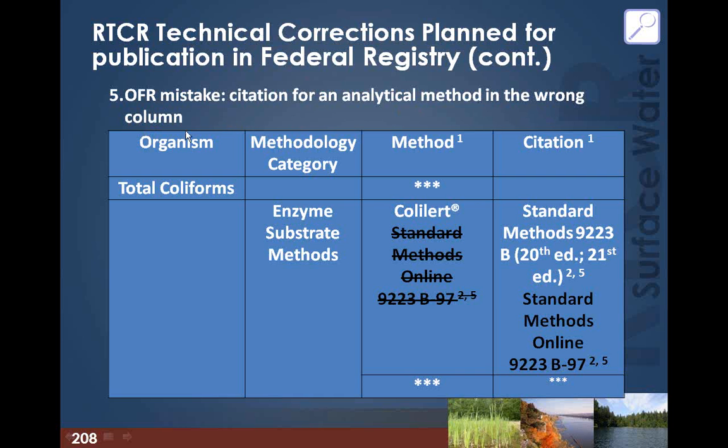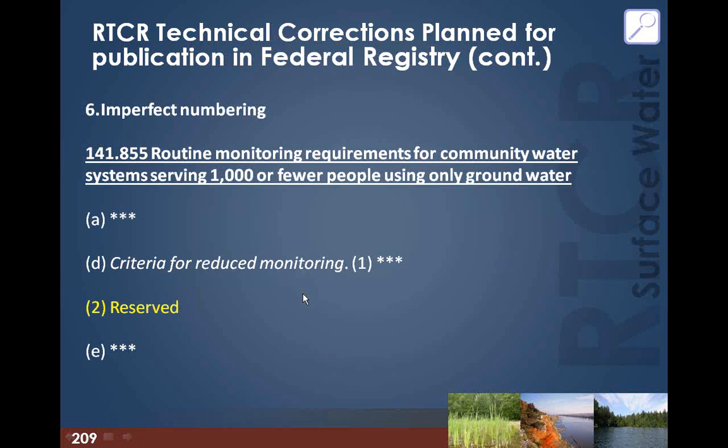The analytical method table. There was a mistake by the Office of Federal Registry, and the methods and the citation was switched. So it will be removed from the column that says method and put under citation. And the last one is something having to do with imperfect numbering. Once again, does not affect the requirements, just that this was supposed to be identified as being reserved, number 2.